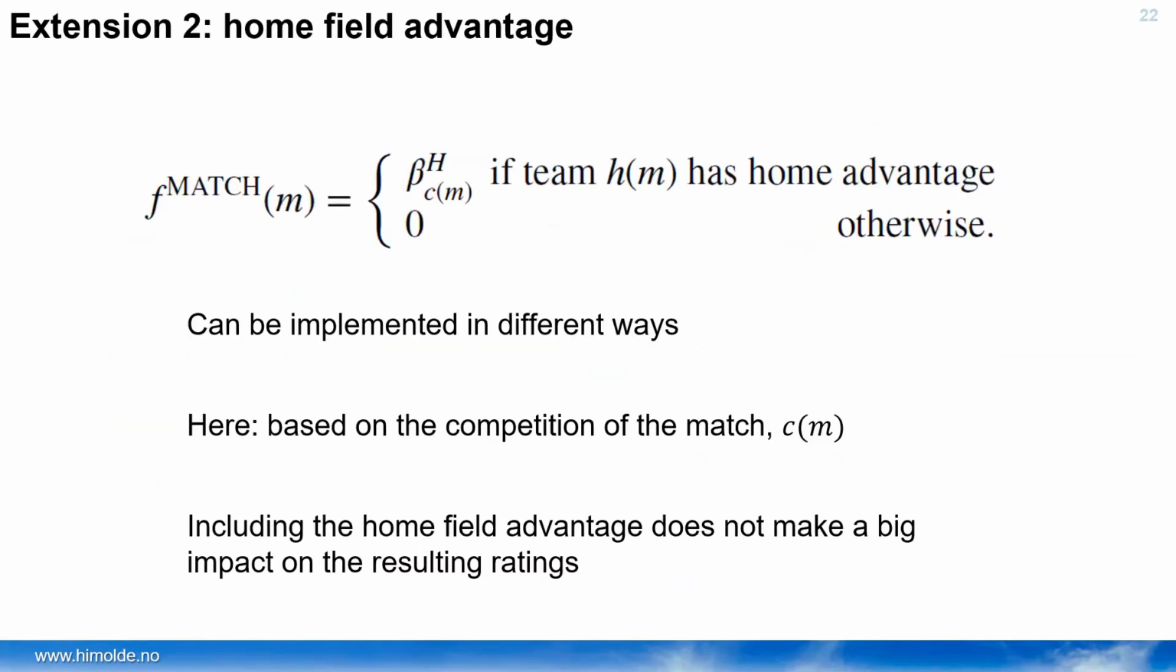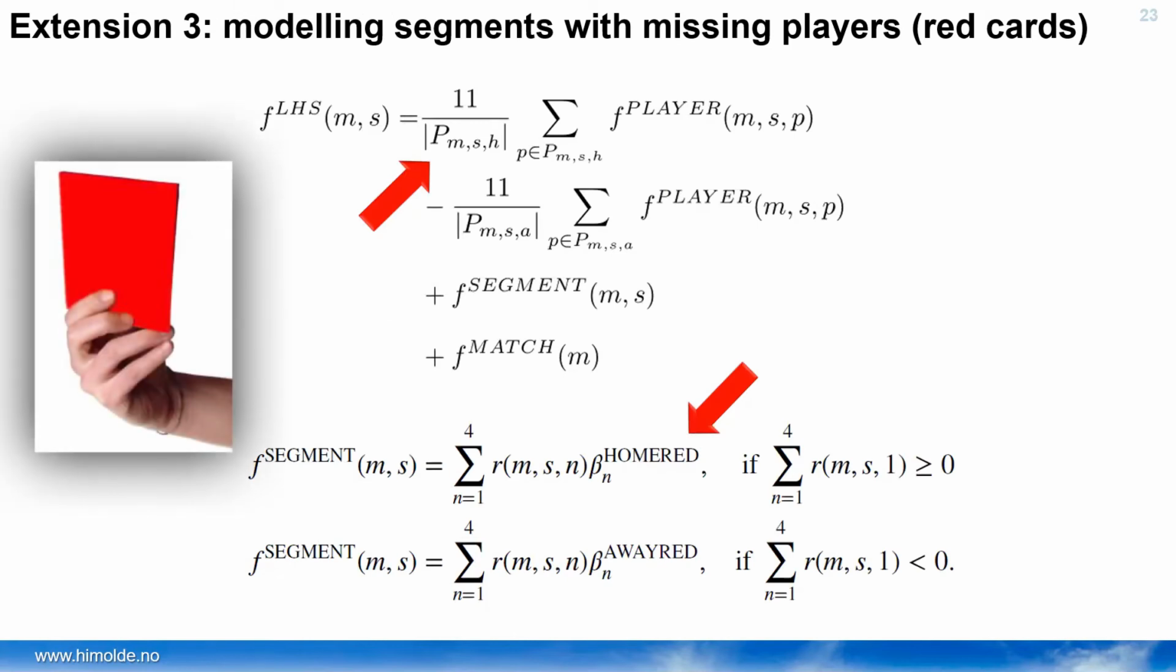The second extension is to model home advantage. The home advantage is modeled so that it can be different for each type of competition. For example, it can be larger in the European Cups than in, say, the German Bundesliga. Red cards lead to an imbalance in the number of players on each team.